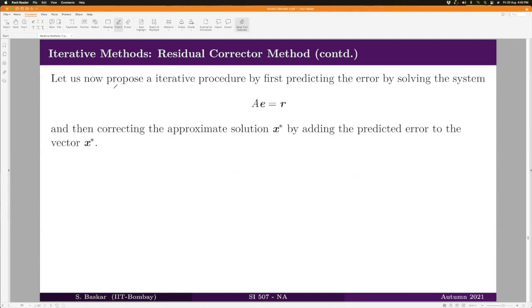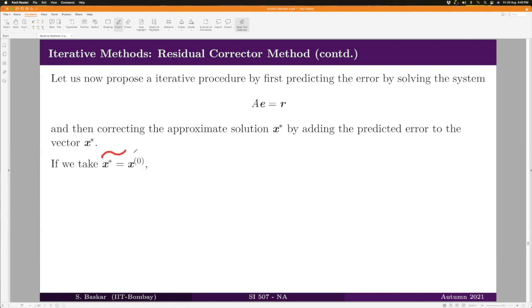So let us propose this idea as an iterative procedure. First, predict the error by solving this system with 2n rounding or chopping, if n-digit rounding or chopping is used in the approximate solution, and then correct the approximate solution x star by adding the predicted error to the vector x star, as I told previously. Let us do it systematically.